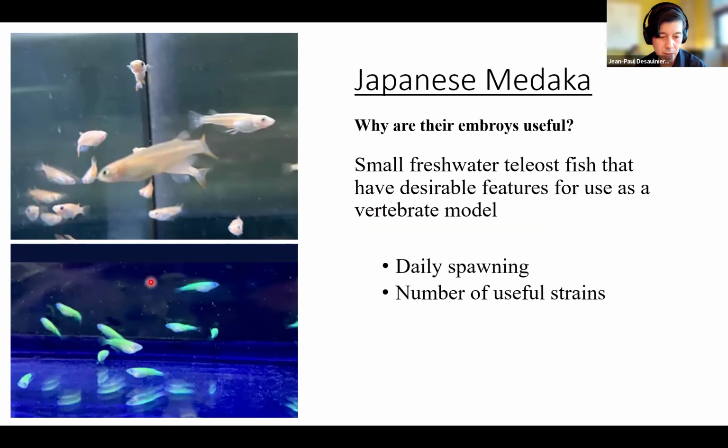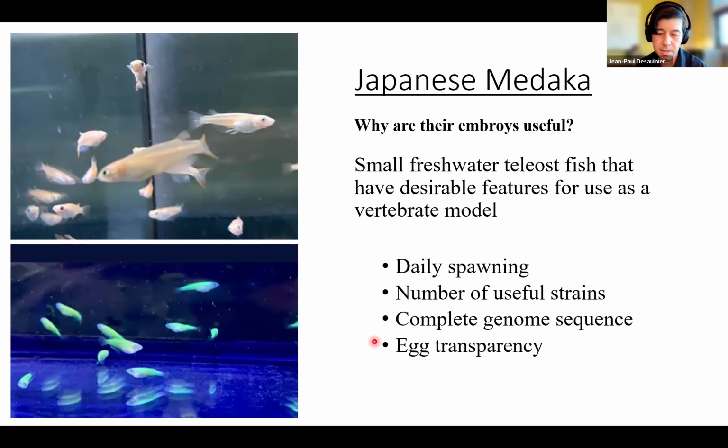What you see here on the left is a transgenic enhanced GFP Japanese Medaka that we purchased from Japan. So you can see that they look really pretty, but from an assay to be able to quantify fluorescence, this could be very handy. The genome is completely sequenced. The other important thing is that they have egg transparency, so that's really useful.